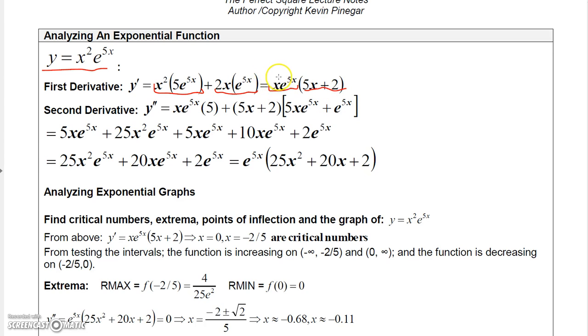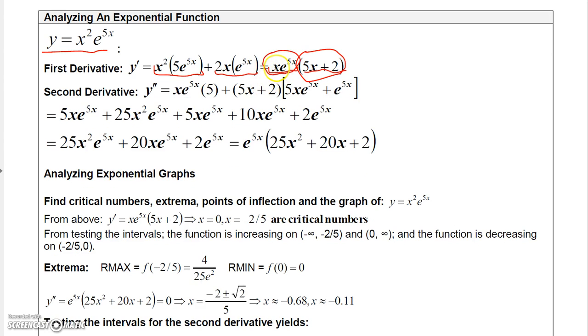Now, in order for me to get the second derivative, I have to take the derivative of this. So let's treat this as a product where x e to the 5x is the first factor and 5x plus 2 is the second factor. Well, let's start out with the easy part. Let's go ahead and bring down the first factor, x e to the 5x, and then multiply by the derivative of the second factor, 5x plus 2. The derivative of 5x plus 2 is just 5. Then I'm going to bring down the second factor, 5x plus 2.